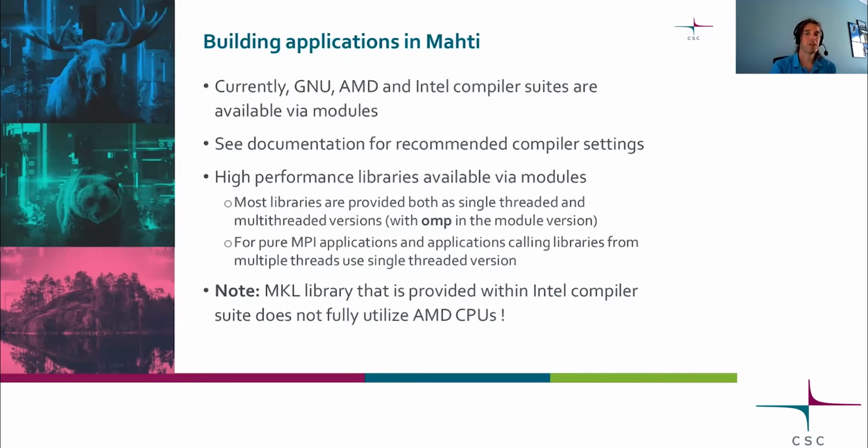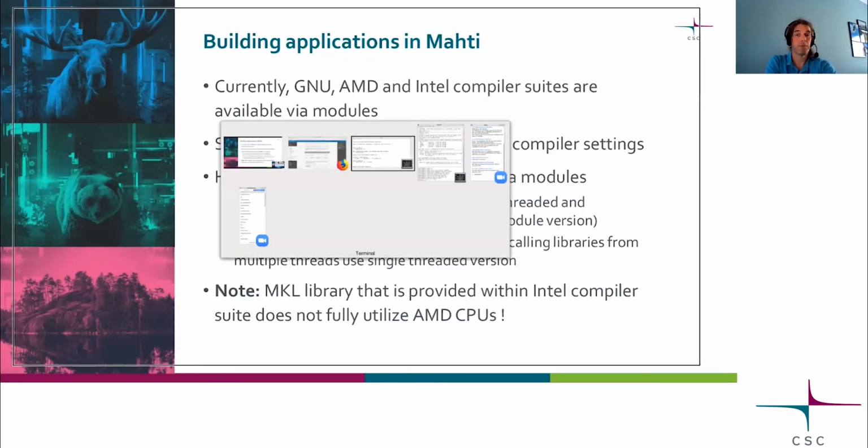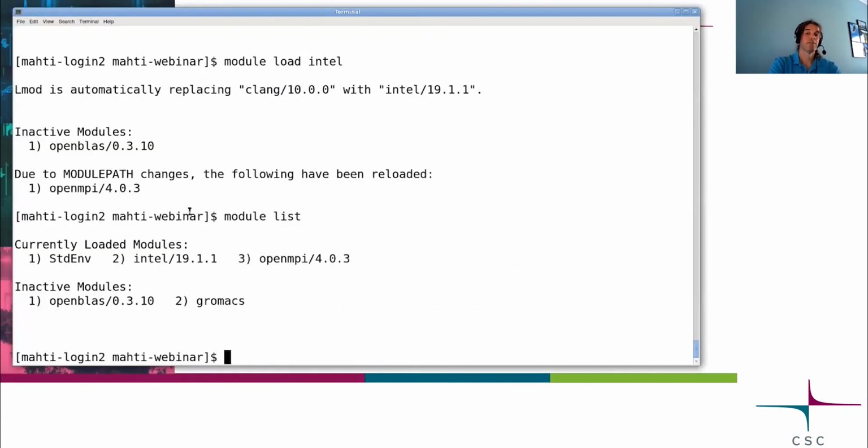For the high performance libraries, they are available as modules, and most libraries are provided both as single threaded and multi-threaded versions. And the multi-threaded versions, they have the OMP.